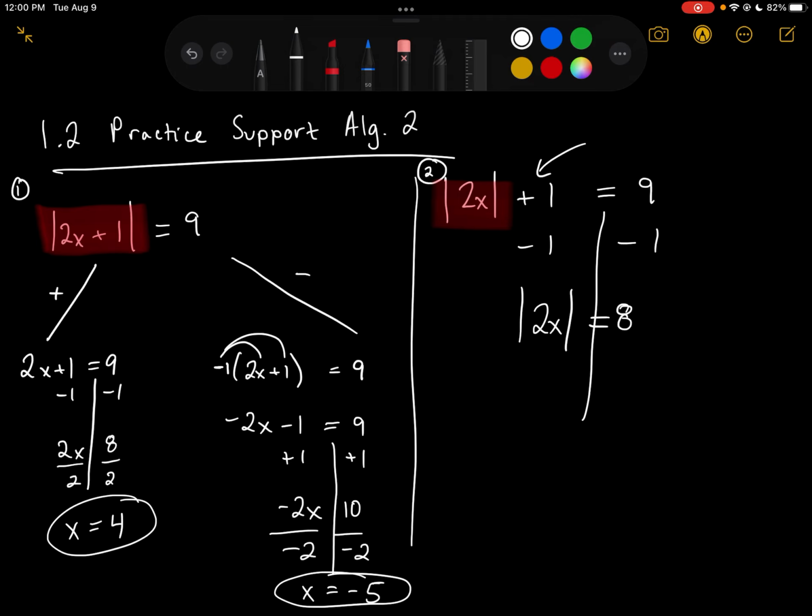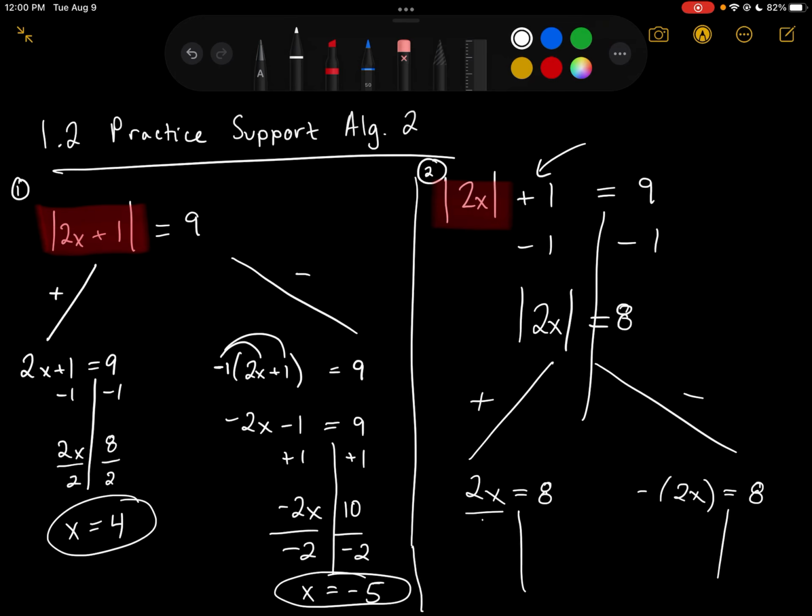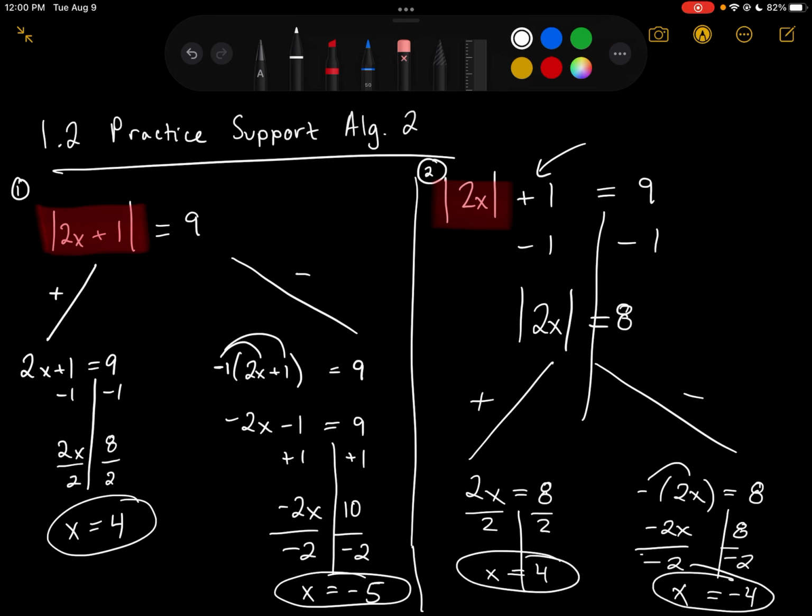Now 2x in the absolute value is the only thing on the left side, so this allows us to separate it into a positive and a negative side of the equation. We can have 2x equals 8, and we can have negative 2x equals 8, and those are the two equations that we can solve here. Divide both sides by 2, and we'll get x equals 4. Distribute our negative in. We only have one term here, so it's just negative 2x. Divide both sides by negative 2, and we'll get x equals negative 4. So the two answers for question number 2 are x equals positive 4 and x equals negative 4.